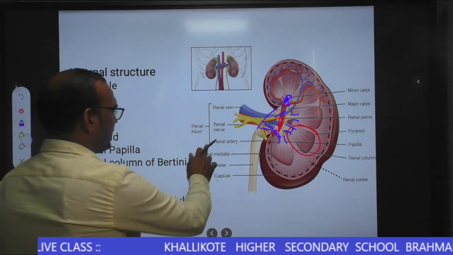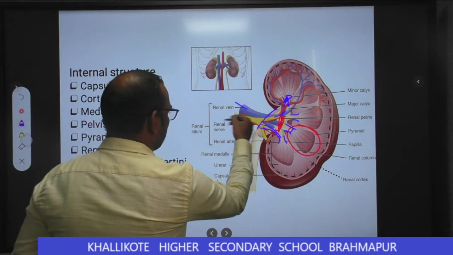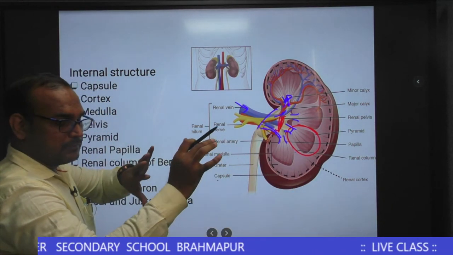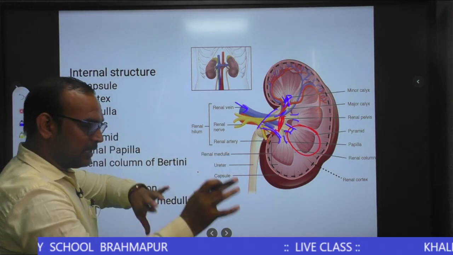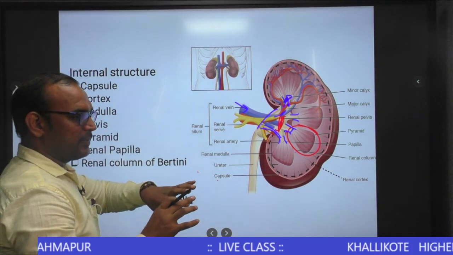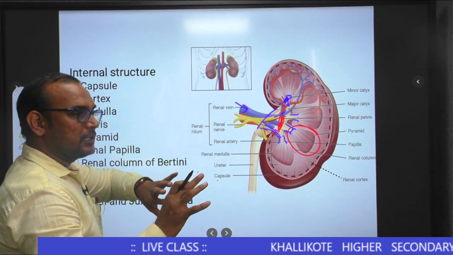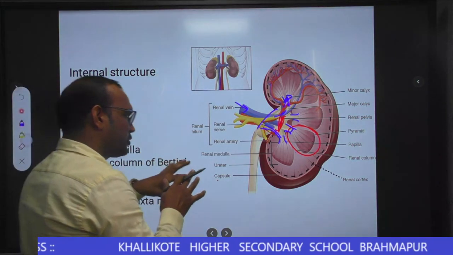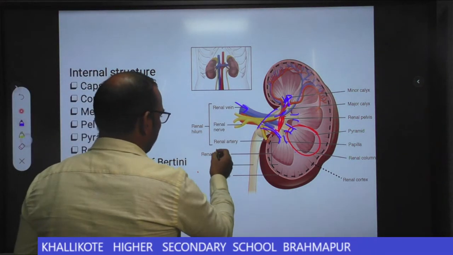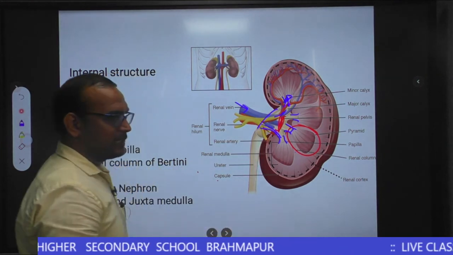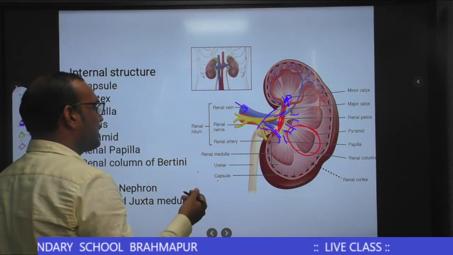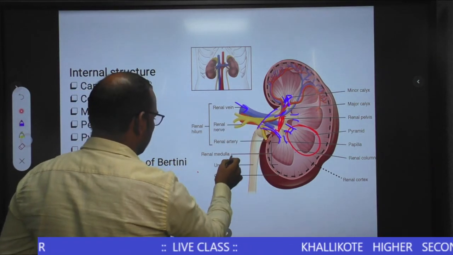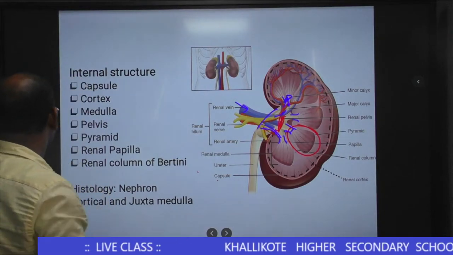Here you see the renal vein, which is taking out the blood from the kidney, which is deoxygenated or impure, and the renal artery, which is bringing in the oxygenated or purer blood. And here the hilus, and we discussed all these things.